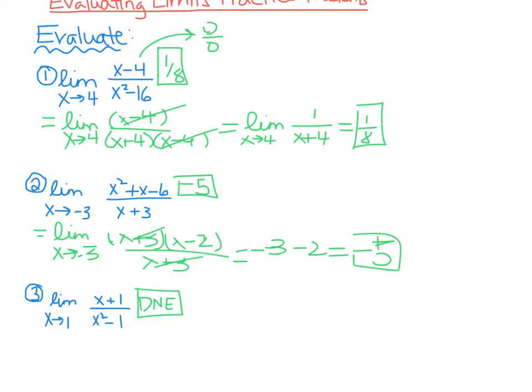So number 3, there might be people that had some issues on this one. If you use direct substitution and substitute in 1, you get 2 over 0. 2 over 0 is not an indeterminate form. So actually, you could try to factor this one if you want. You'll still get an indeterminate form. So this one actually is going to be that it does not exist.